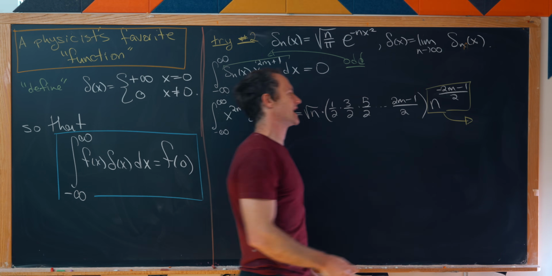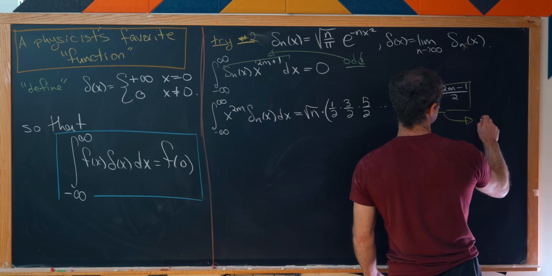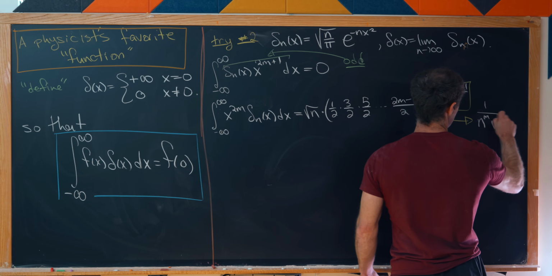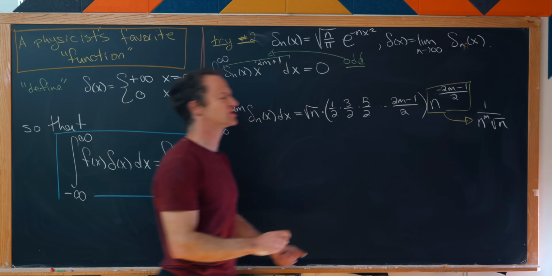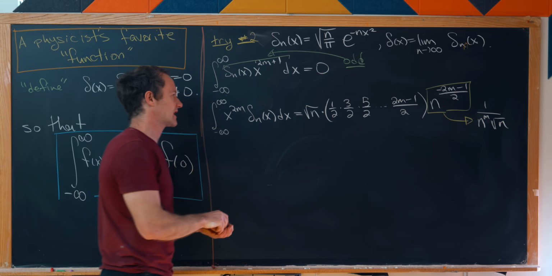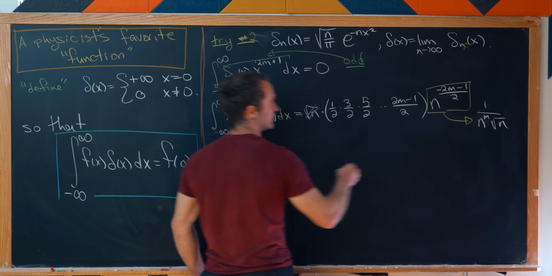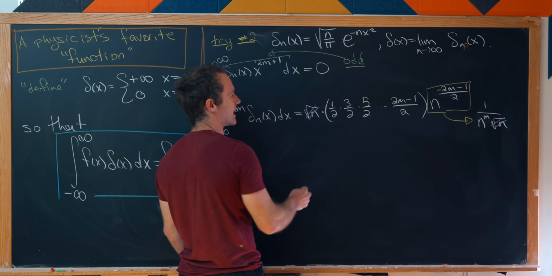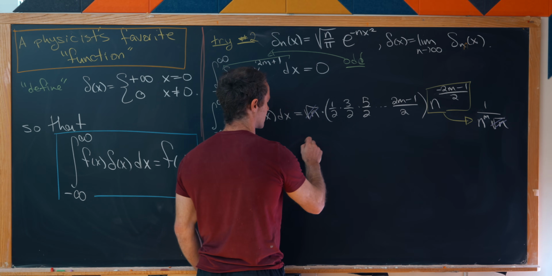So let's notice this last term will turn into 1 over n to the m times the square root of n. So that's just by some straightforward simplification. But check it out. Now this square root of n here will cancel this square root of n here, and then we're able to write this in a more closed form.